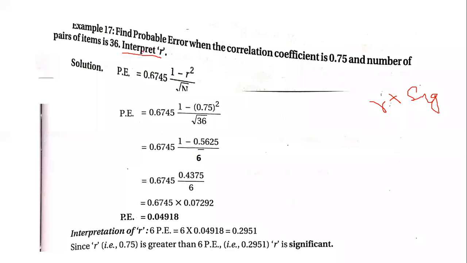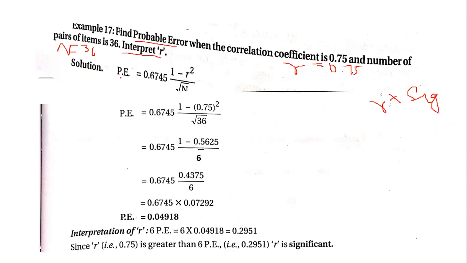Okay. So what all is given to us? Let's read the question once again. Find probable error. We have to find probable error when correlation coefficient, that is nothing but R, is equal to 0.75 and number of pairs of items, that is capital N, is equal to 36. They have given us all the data. So let us solve.